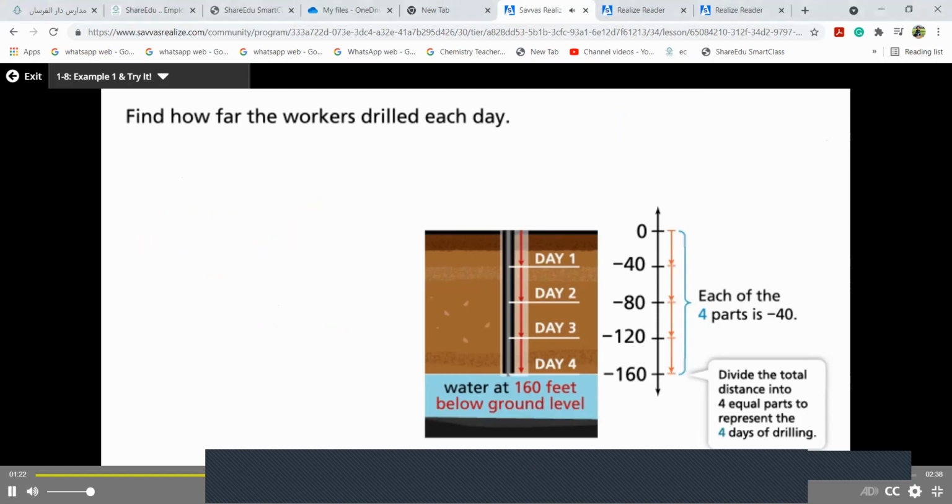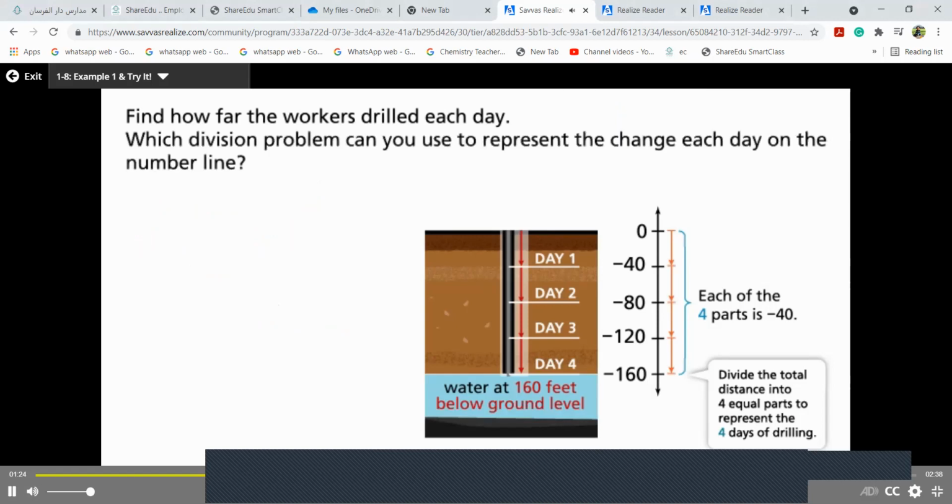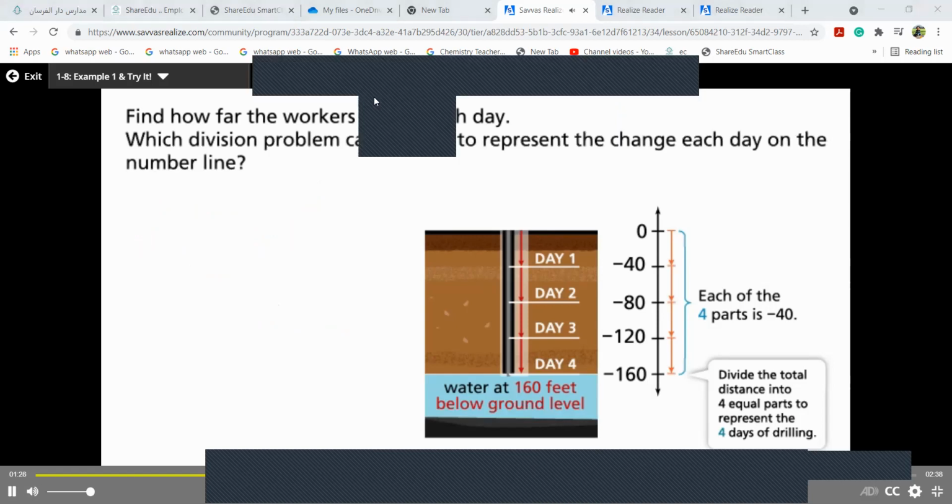That's it. 160 feet. Which division problem can you use to represent the change each day on the number line? Select your answer.